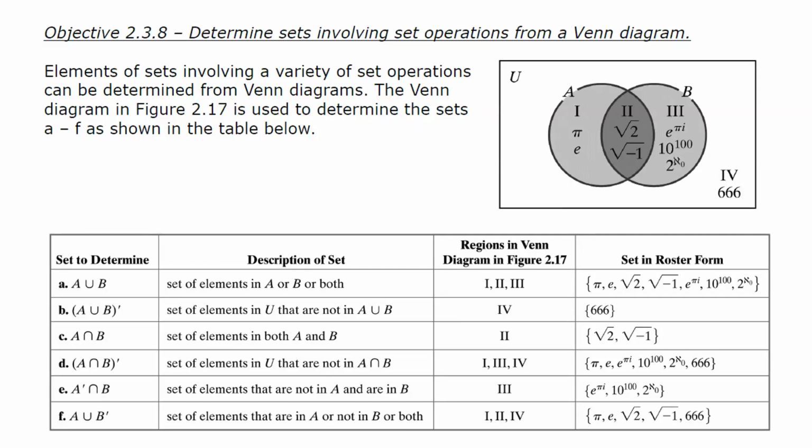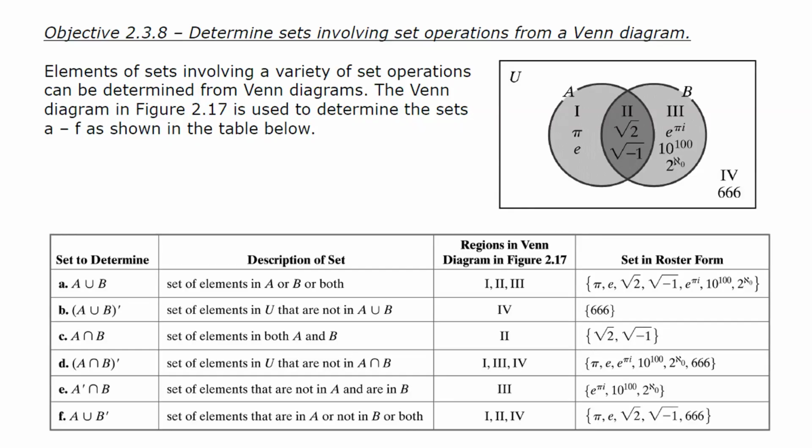For C, A intersect B. Whenever I see intersection, I'm looking for elements that are both in set A and in set B. That would be where my circles overlap, which would be region number 2. Now, if I wanted the complement of this intersection, I want all of the elements in the universal set that are not in the intersection, so everything that's not in the overlap of these two circles. That would be regions 1, 3, and 4.